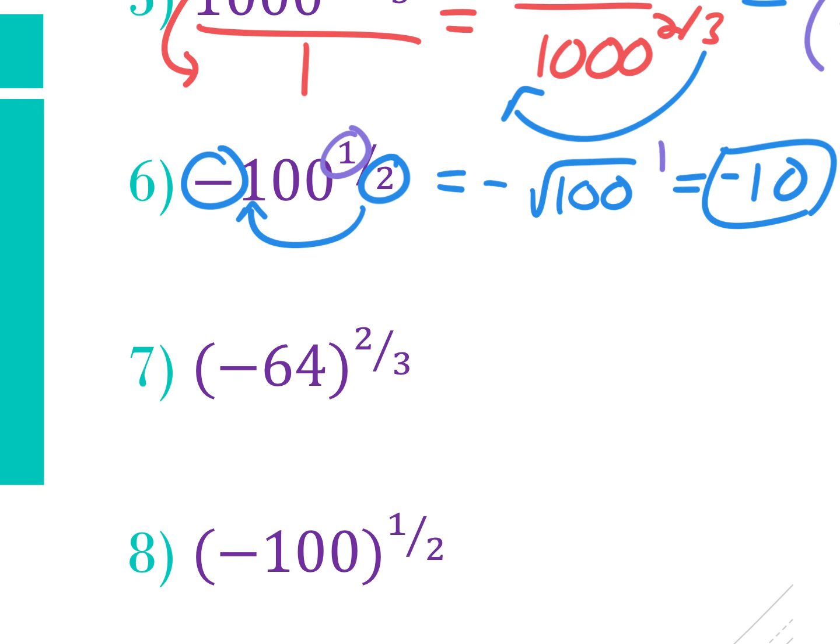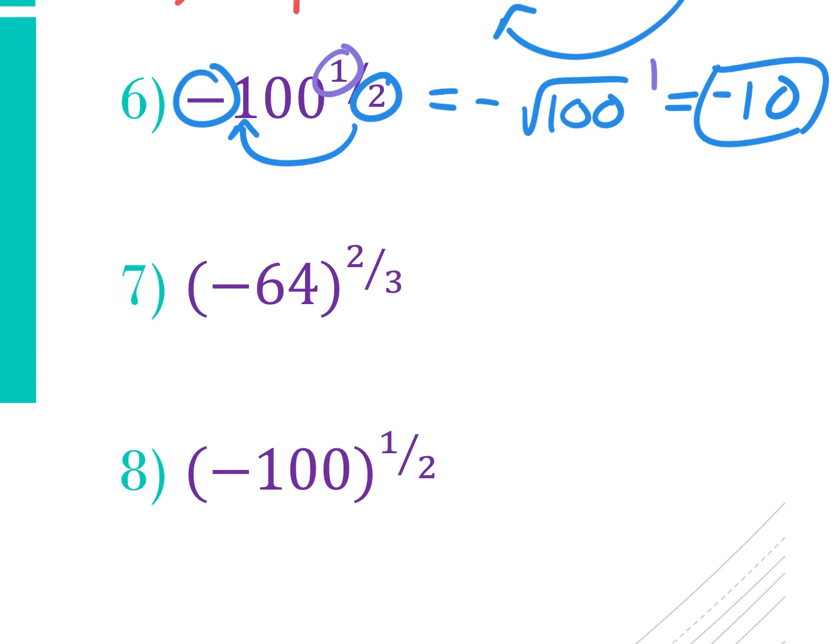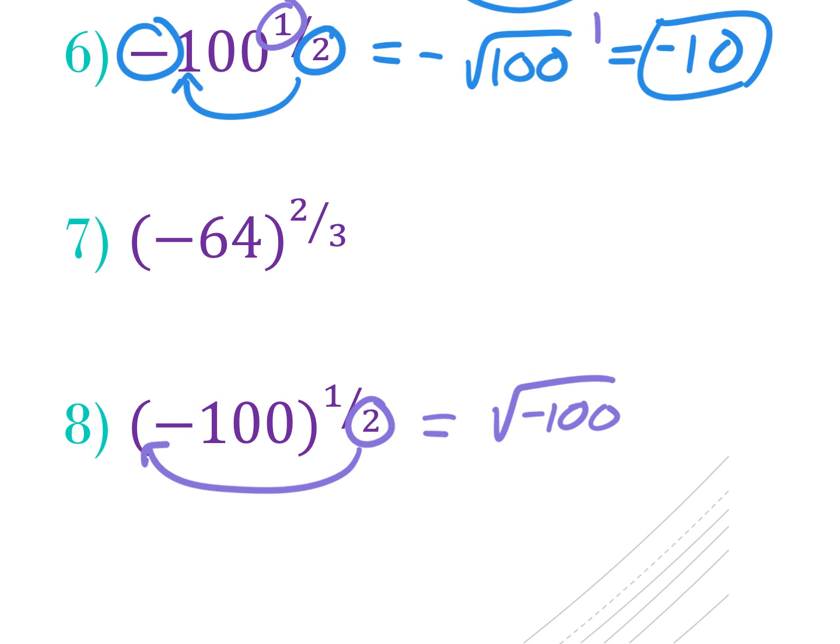All right, let's try the same thing with number 8. What's the base in number 8? Negative 100, right? Oh, I skipped one. Yeah, I'm going to do 7 in a second, guys. Sorry. So we're going to do the same thing here. If we move that 2 in front of the entire thing, we interpret this as the square root of negative 100. What is that? I don't think you can.